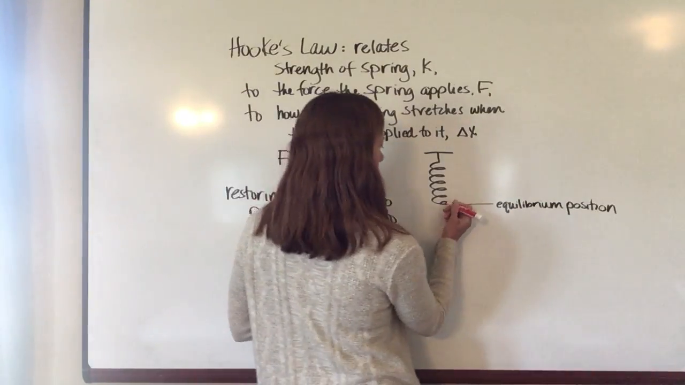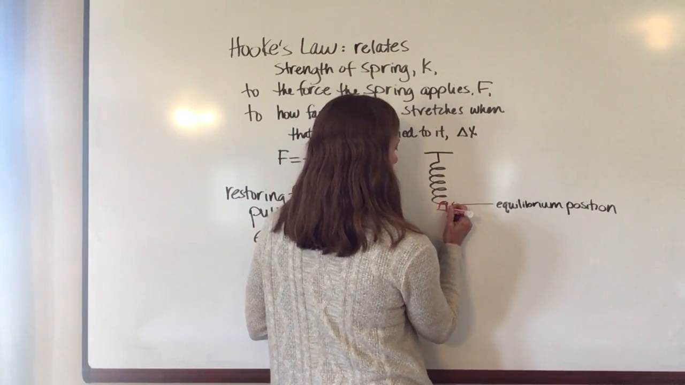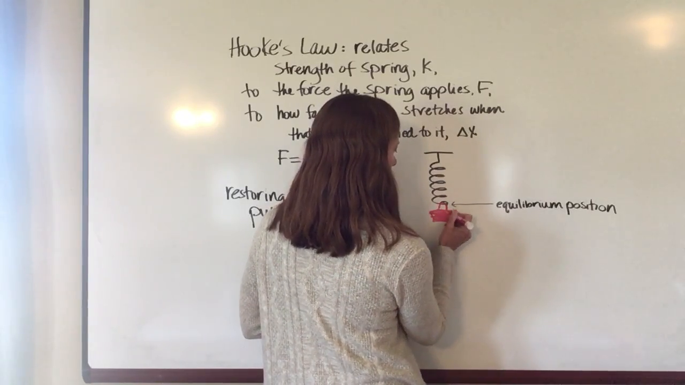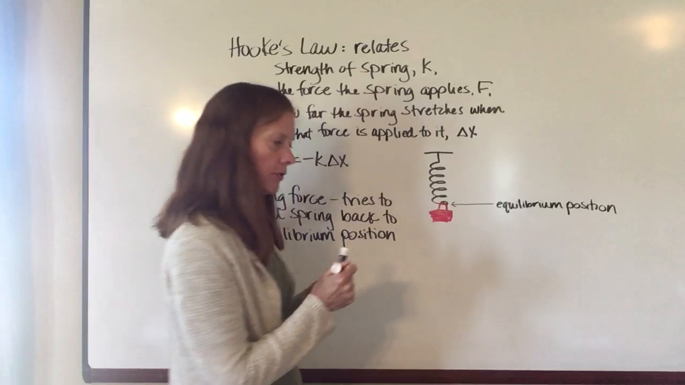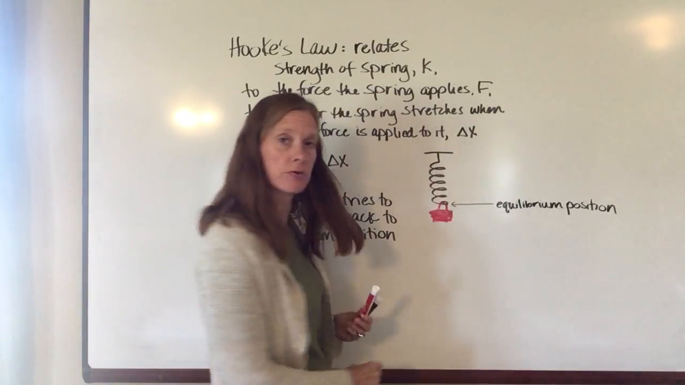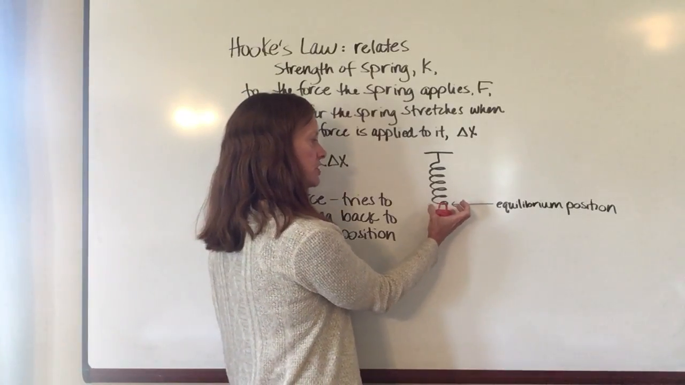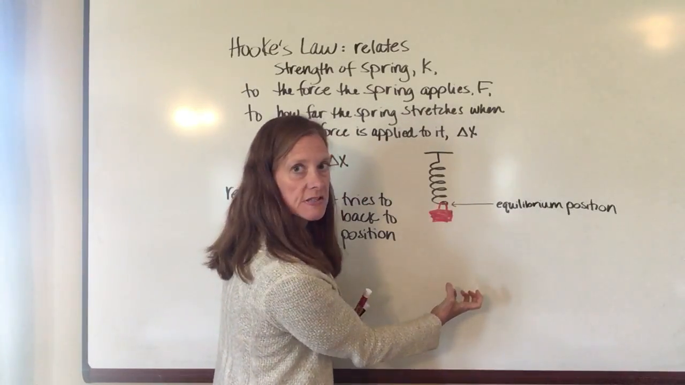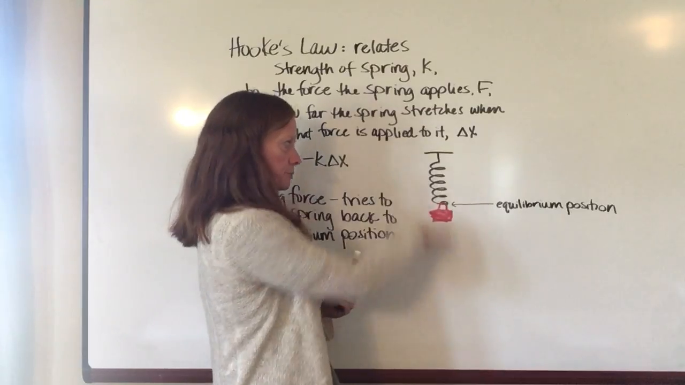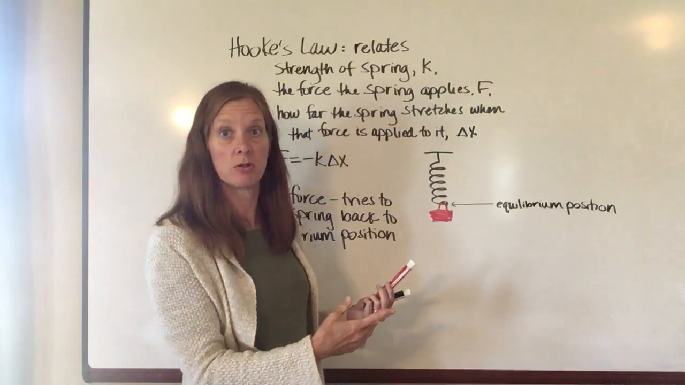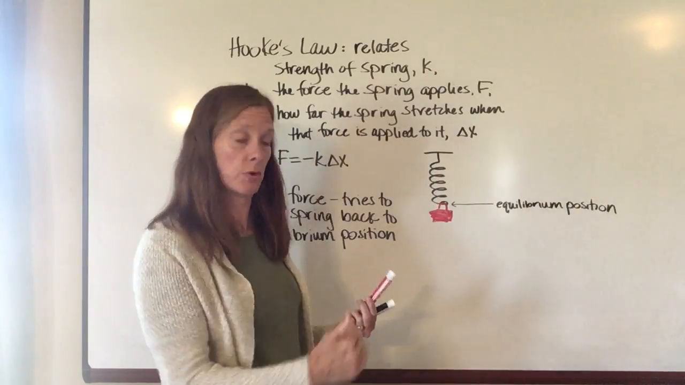Now, if I hang a mass on the bottom of this spring, that mass is going to pull the spring down. If you pull the spring down like this and then let it go, it's going to bounce up and down, kind of boinging back and forth, because that's what springs do. They boing, right? Boing, boing, boing.